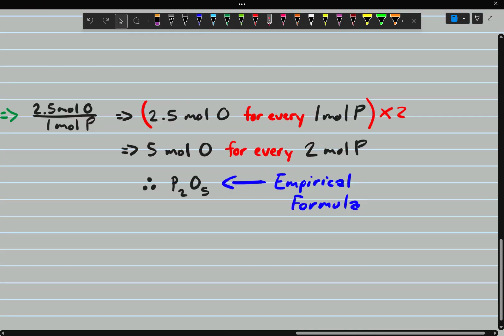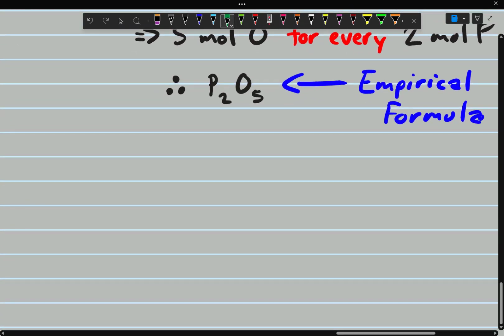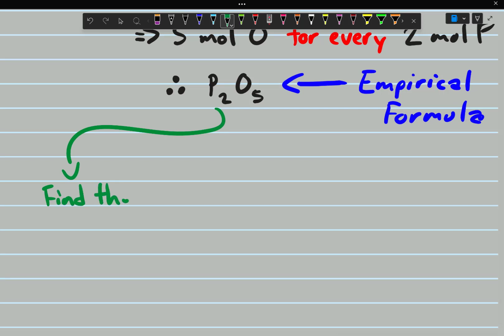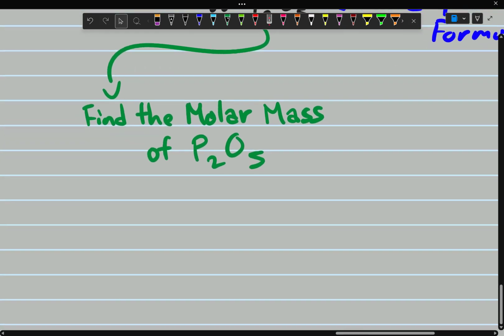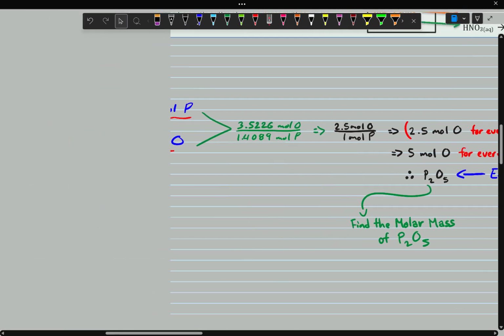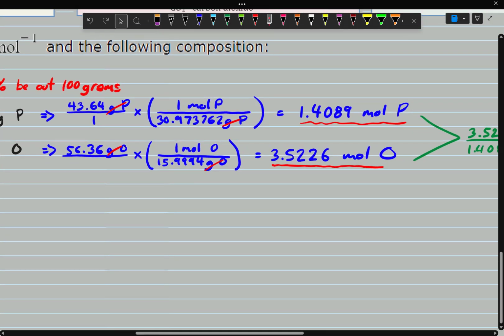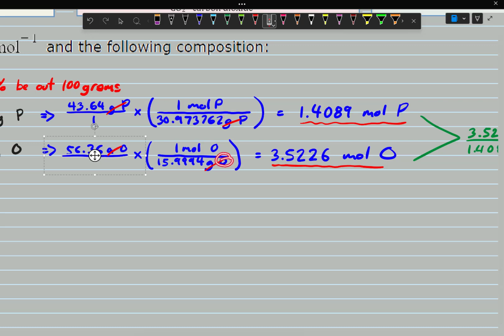Well, what we can do is find the molar mass of our empirical formula, which is P2O5. We already found the molar mass of our individual elements, right? The molar mass of phosphorus is 30.97. The molar mass of oxygen is 15.9994.